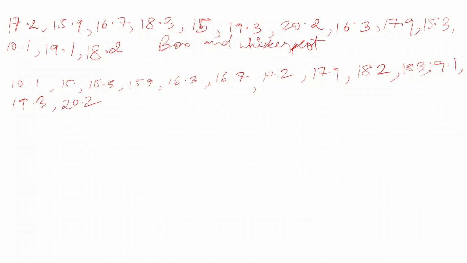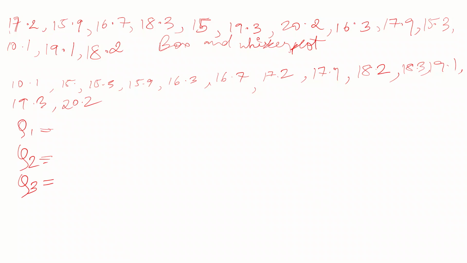And in total there are 13 data points, so it is an odd number. So the seventh data point is the median. So 17.2 is the median. Which quartile is it? Q1, Q2? It will be Q2.